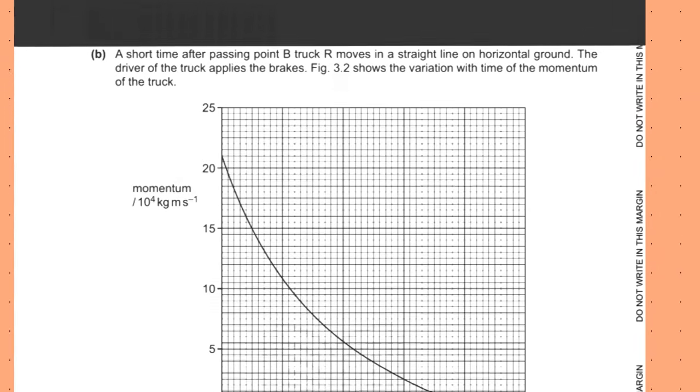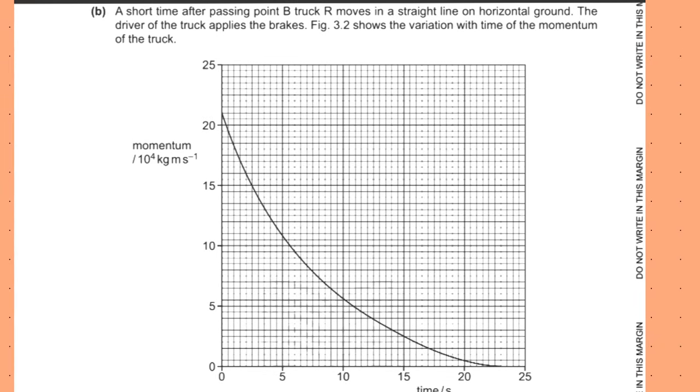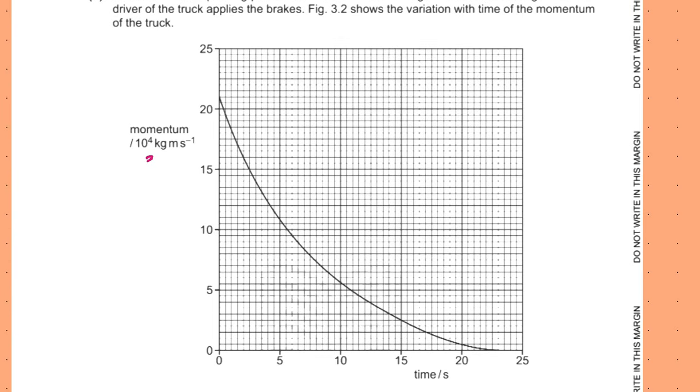Let's go on. Part B. A short time after passing point B, truck R moves in a straight line on horizontal ground. The driver of the truck applies the brakes. 3.2 shows the variation with time of the momentum of the truck. So this is momentum in 10 to the 4 kg meters per second, and on the horizontal axis we have time in seconds. So this is the momentum-time graph.